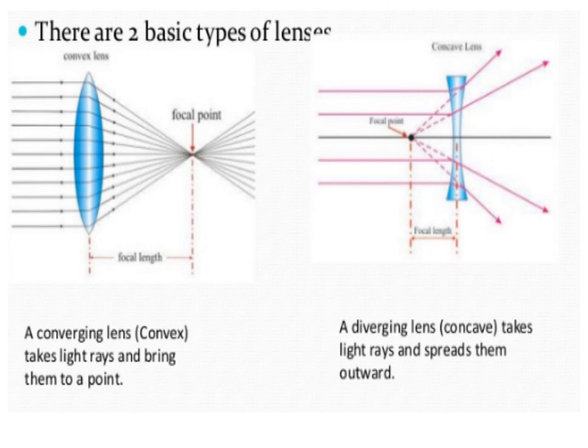Then consider a diverging lens, that means the concave lens. In this case also, these are the parallel rays which are incident, and it will spread them outward. In this case also this is the focal point, and the distance between these two is the focal length.